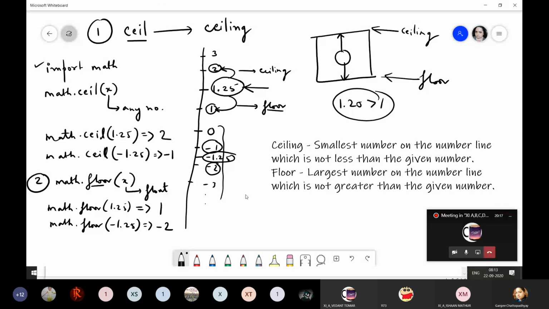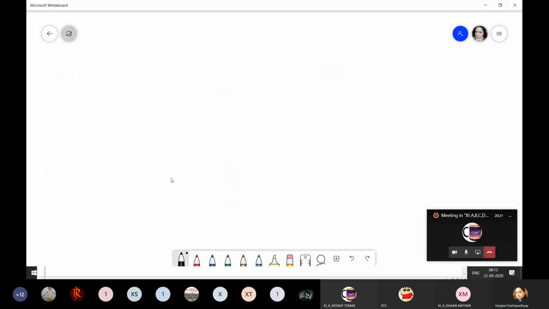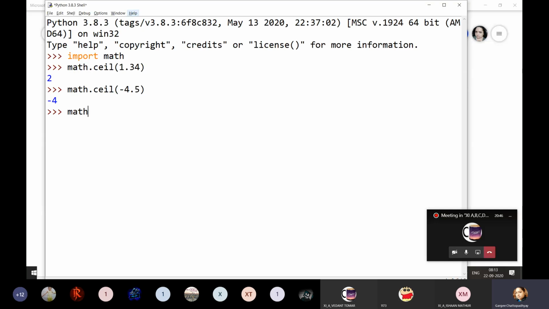Okay. I hope it's done. Now I'm going to clear the screen. Next is the sqrt function. By looking at it, tell me what this function should give us. It will give me the square root of x. Okay, let's try this out. I'm going to just try them over here, this will save our time also.